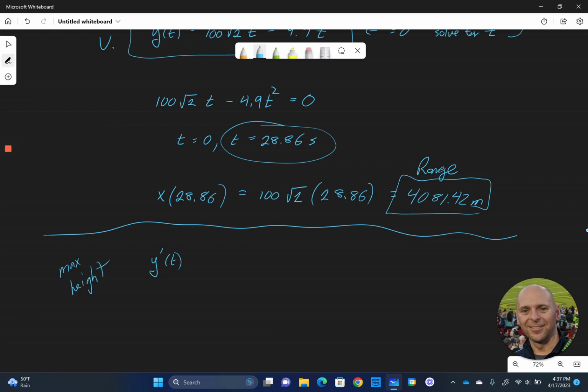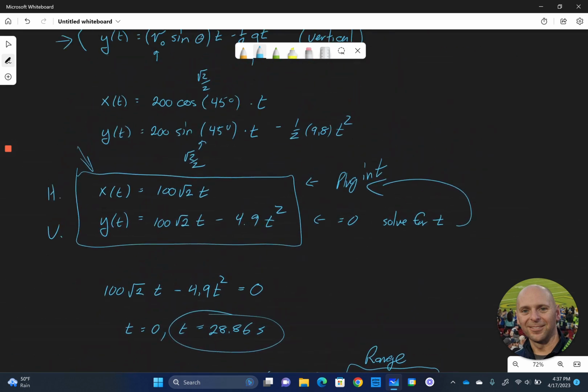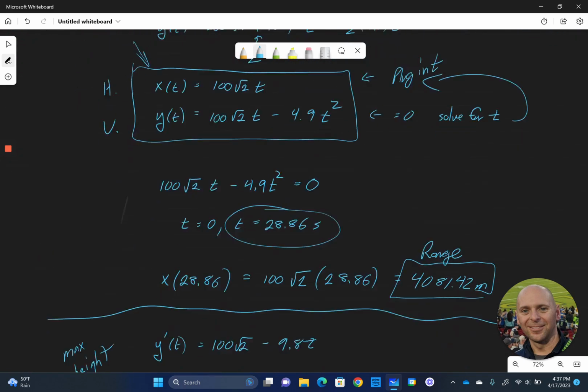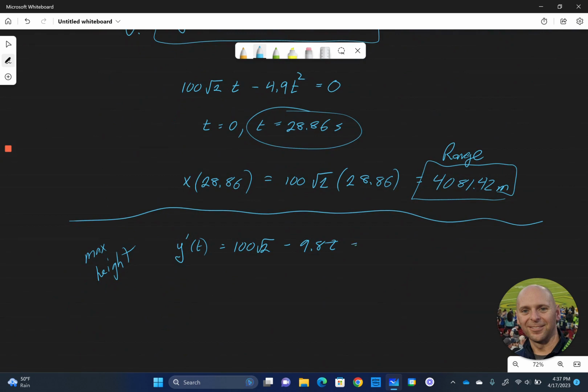So y prime of t is going to be equal to 100 square root 2 minus 9.8t. Again, the idea here is that that vertical velocity has to be 0 at the point where we stop going up and switch to going back down. So we'll set that equal to 0. And again, this will allow me to solve for the time at which that happens. So the time here is about 14.4 seconds.